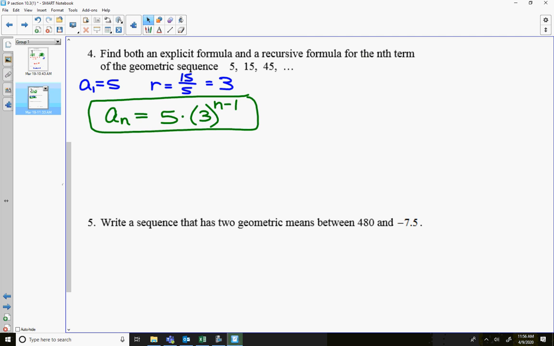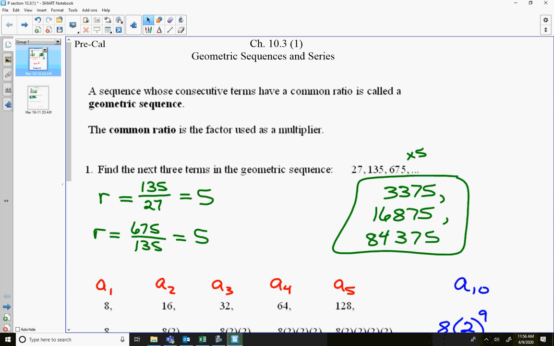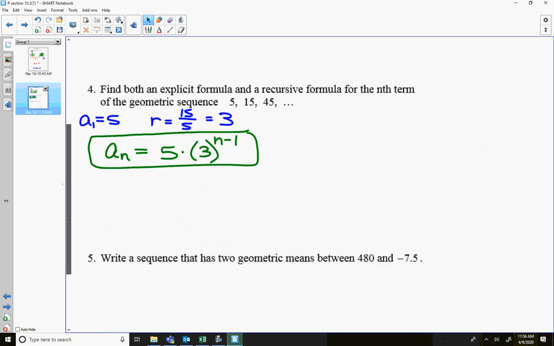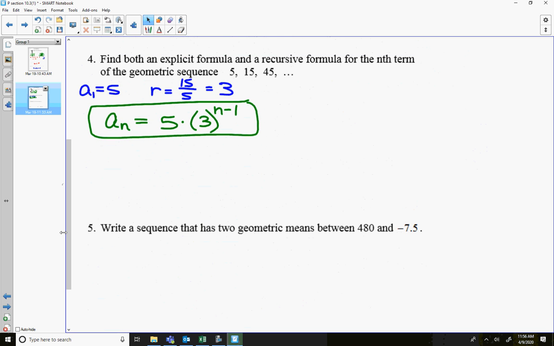Now, as far as the recursive, really the easiest way to look at the recursive is what we were doing here. What do we do? Each term times another 2, etc. So it's simply going to be where each term is going to be the previous term times whatever that common ratio is.